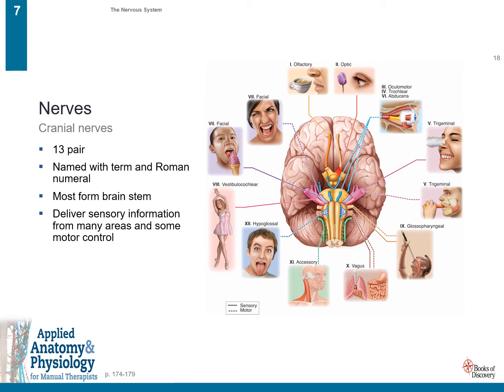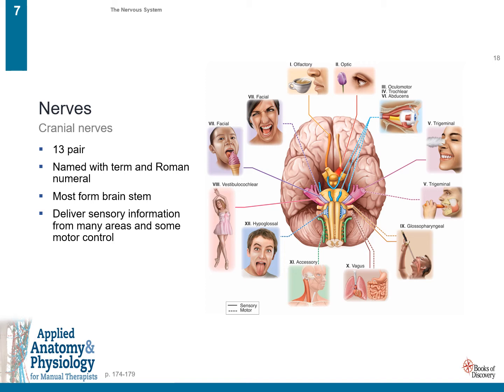The third cranial nerve is the oculomotor nerve. It is motor only, and it conducts motor commands to muscles that move the eyes and adjust the lens and iris of the eyes. The fourth cranial nerve is the trochlear nerve. It is motor only, and it conducts motor commands to one of the muscles that move the eyes.